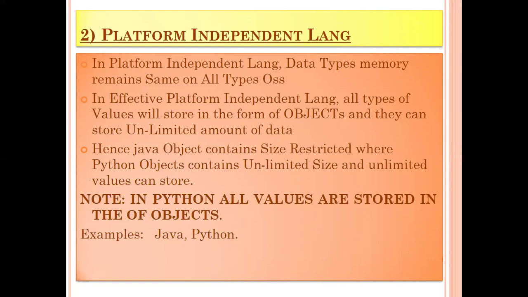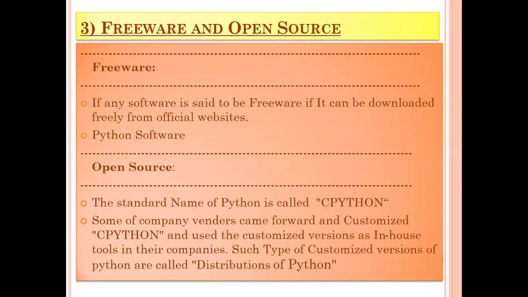The third feature is freeware and open source. Now, what do we understand by freeware? If any software is said to be freeware, it means it can be easily and freely downloaded from its official website, that is, Python software. Now, open source: the standard name of Python is CPython.